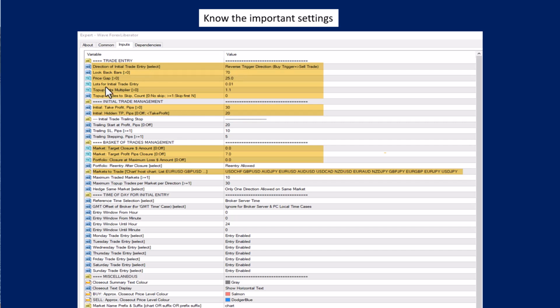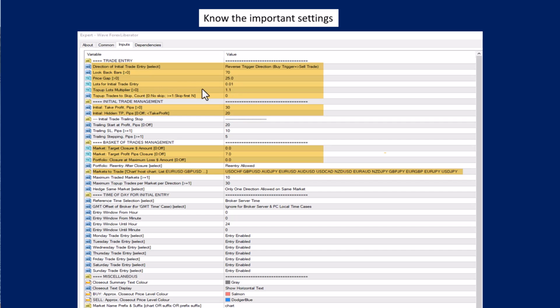We'll be looking at that. The look back period, it's 70 bars. We'll be looking at that. The price gap, how big is the price gap that is used for this particular strategy. I'll show you how to find out what the account is using, what the initial lot sizing is, and that will be very easy to find.